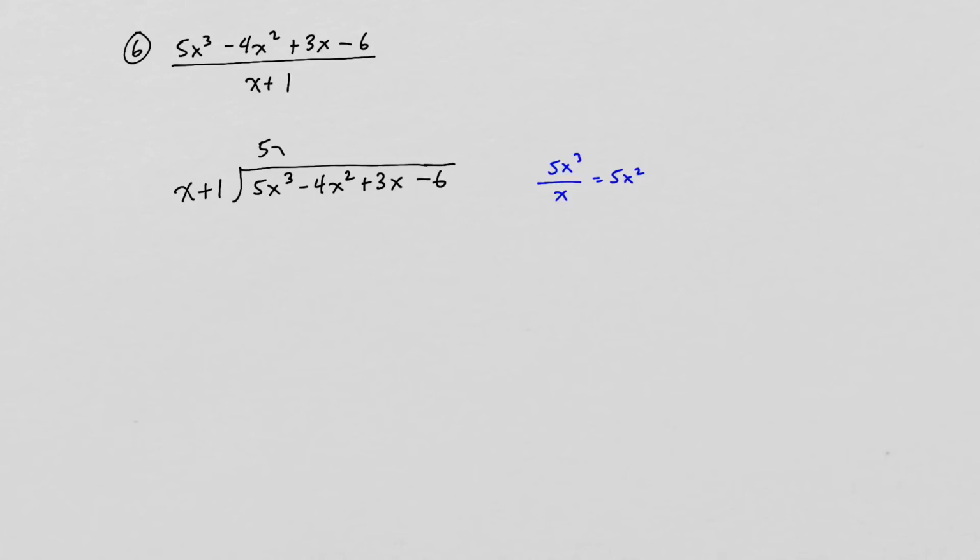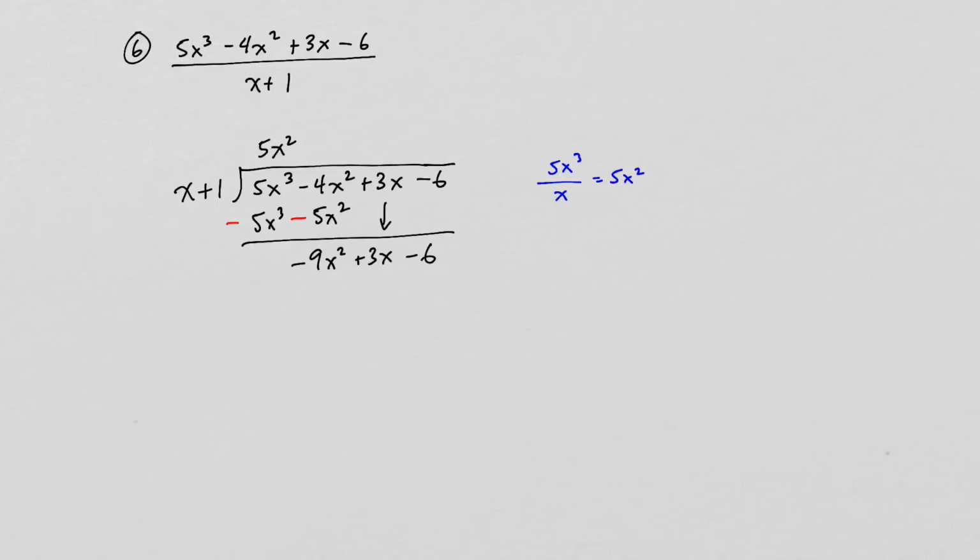We put that result up here, and then we multiply 5x squared times x, which is 5x cubed, and 5x squared times 1, which is 5x squared. Notice that when it's positive, I don't put a plus sign there. And again, that's because we're going to subtract. And when you subtract, these terms cancel. And here we get negative 9x squared. And then we can bring down the rest.